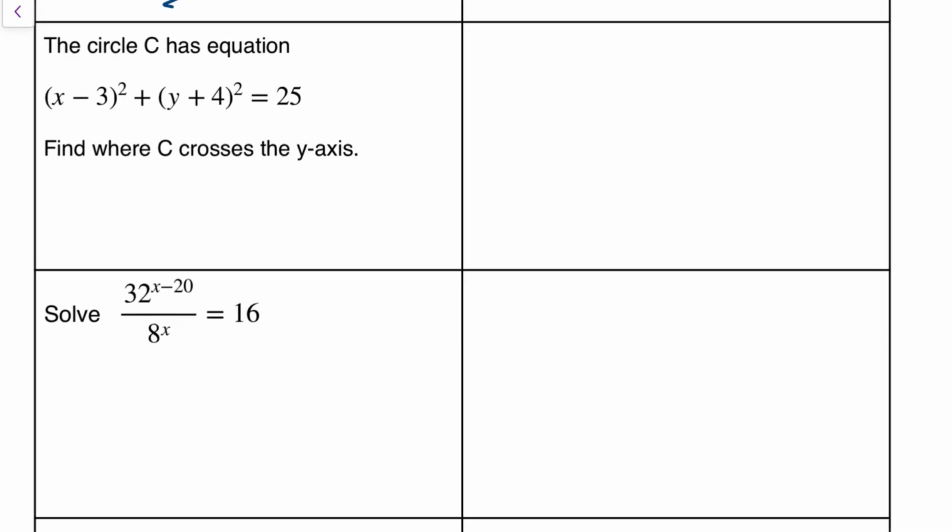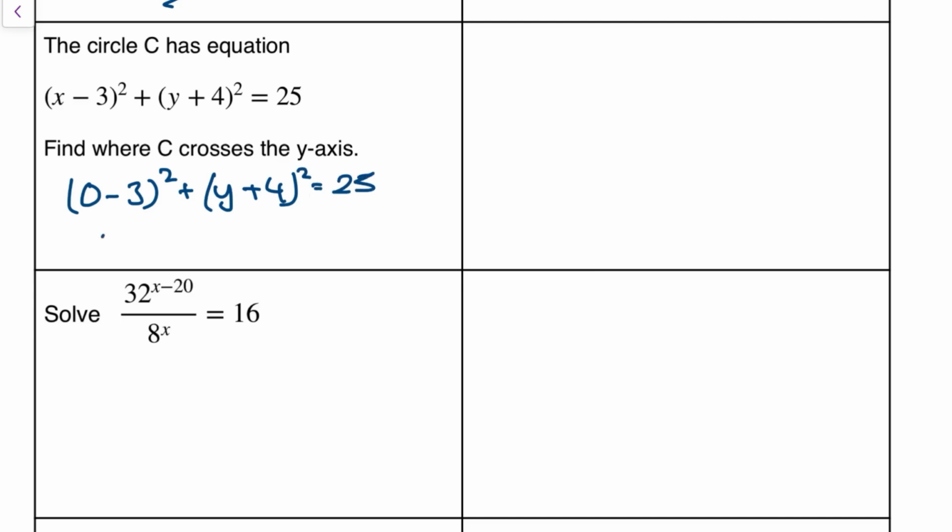Next question. The circle C has equation, gives me an equation. Find where C crosses the y-axis. Well, this one's not too bad, is it? So if it crosses the y-axis, that means that x is equal to 0. So in other words, I'm just going to put 0 into this equation. So I've got 0 minus 3 squared plus y that I don't know plus 4 squared is equal to 25.